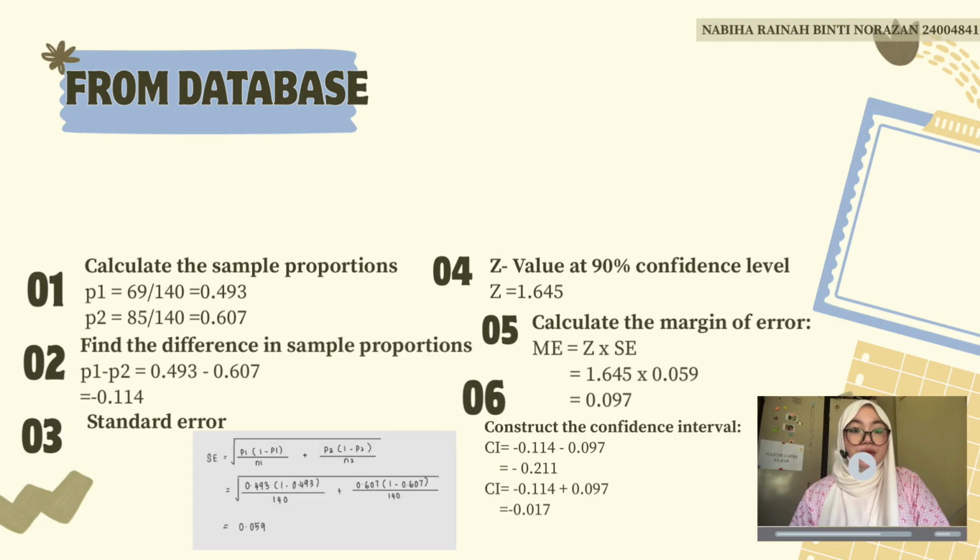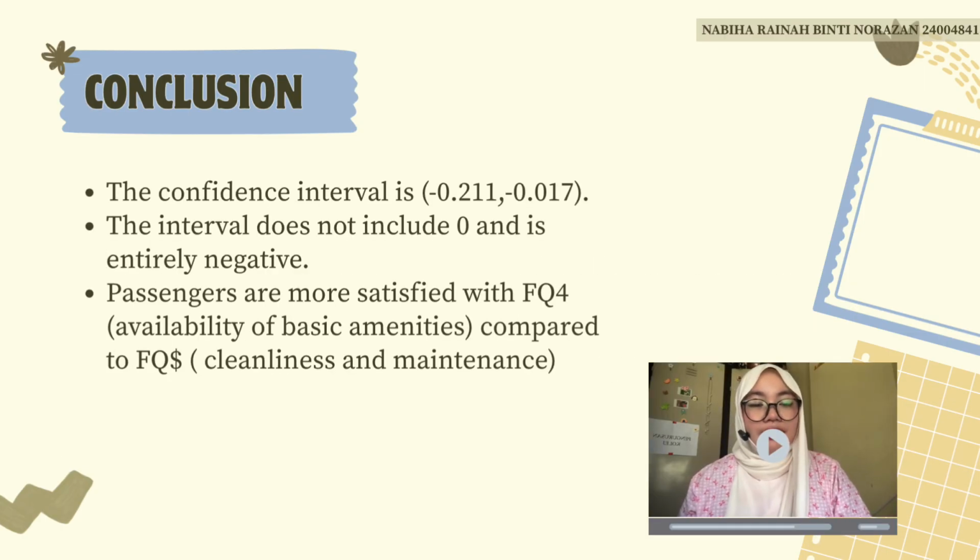For FQ3, which refers to cleanliness and maintenance, 69 out of 140 passengers reported being satisfied. In comparison, FQ4, which covered the availability of basic amenity, showed a higher satisfaction level with 85 out of 140 passengers, indicating their approval. After performing the calculation, we found a statistically significant difference with a 90% confidence interval, ranging from negative 0.211 to negative 0.017. Since the interval does not include 0 and lies entirely below it, we can conclude that passengers are significantly more satisfied with the availability of basic amenity, which is FQ4, compared to cleanliness and maintenance, FQ3.